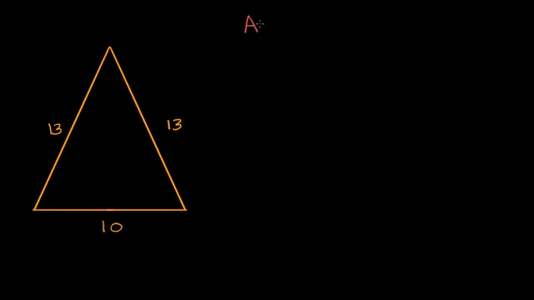So we might all remember that the area of a triangle is equal to 1/2 times our base times our height. They give us our base. Our base right over here is 10. But what is our height? Our height would be the length of this line right over here. So if we can figure that out, then we can calculate what 1/2 times the base 10 times the height is. But how do we figure out this height?